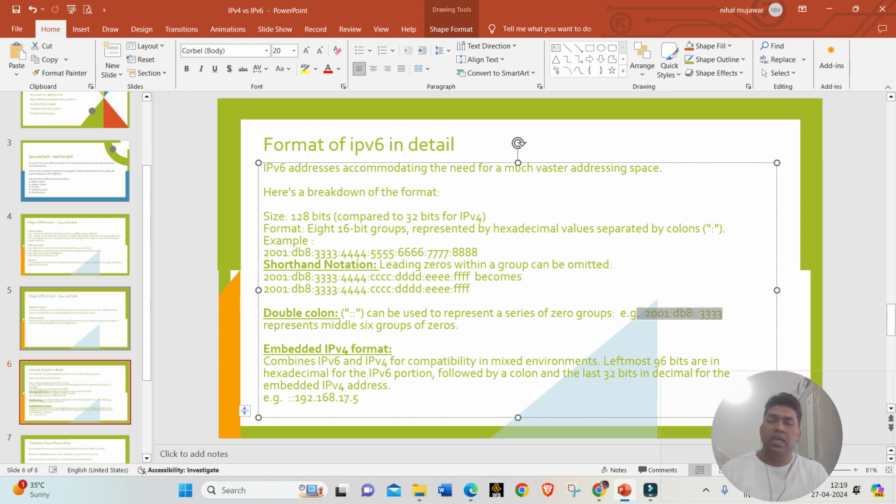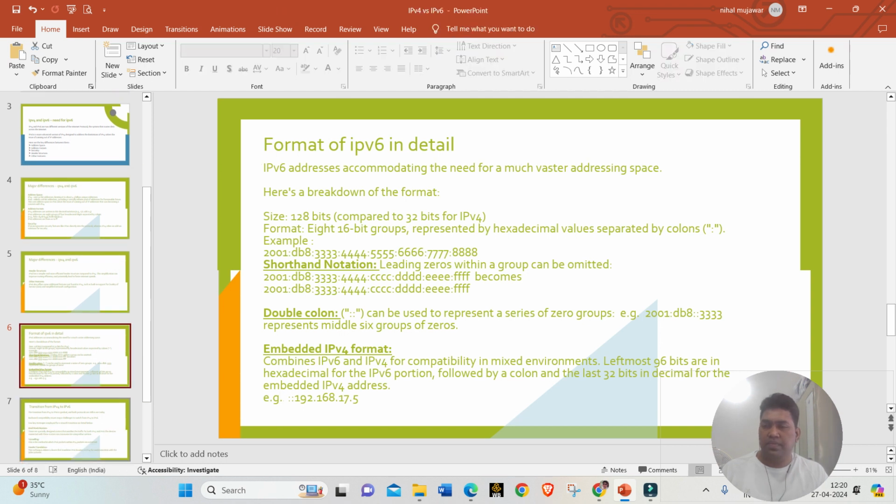Another thing is the embedded IPv4 format. We can combine both IPv6 and V4 for compatibility in a mixed environment. Just to give an example, it is double colon 192.168.17.5. By these four fields itself, you'll understand this is IPv4, and the initial part, that is 96 bits, represents IPv6. So we can have the embedded IPv4 format as well, like this one.